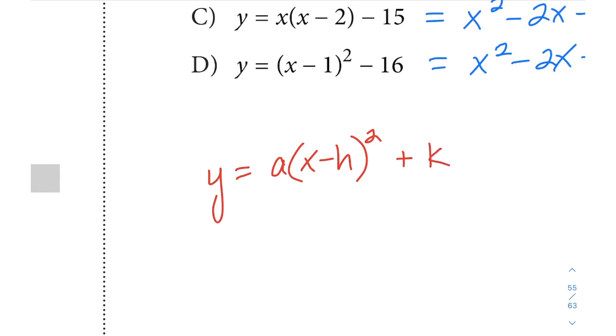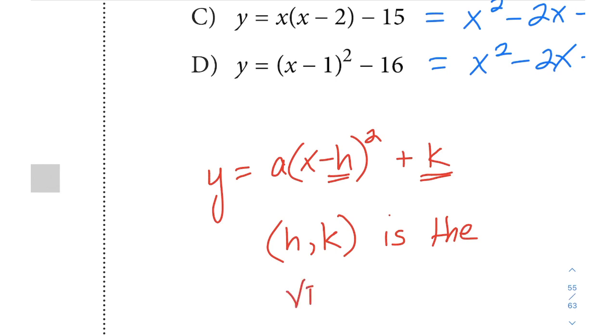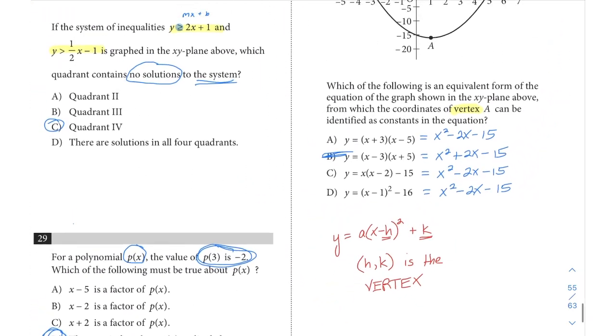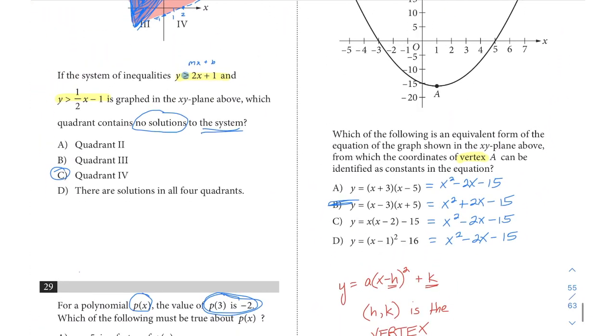And the reason we call that vertex form is that these two values, these constants h and k, will tell you the coordinates of your vertex. So your vertex is (h, k). Although this might sound complicated when they say from which the coordinates of vertex A can be identified as constants in the equation, that is a very fancy way of just saying, hey, which of these answer choices is in vertex form?